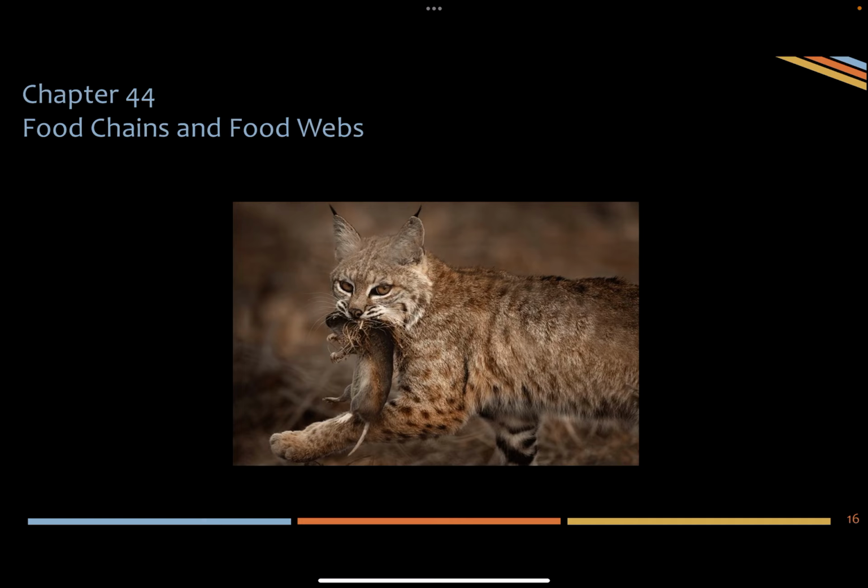We're going to move into talking about how energy is transferred through an environment. And so we're going to take a look at food chains and food webs. Food chains and food webs are two different ways that we can learn about and essentially diagram energy flow within an environment.